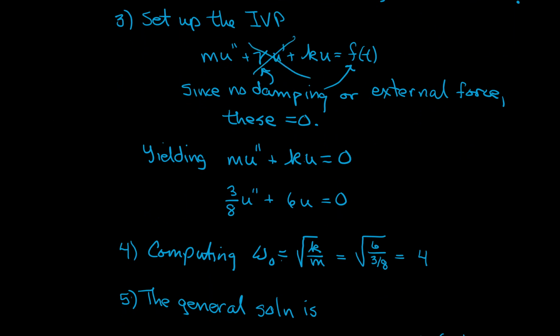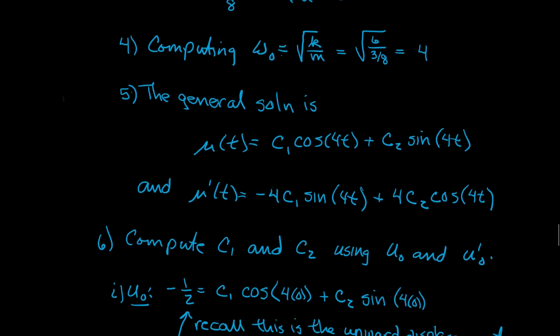The next thing we're going to do is set up our initial value problem. Since there is no damping, this term is gone. Since there are no external forces, the right-hand side is 0. Okay, so this can be rewritten as this equation right here: m times u double prime plus ku equals 0. We know that m is 3/8. We just computed that. And k is 6. So we have our two coefficients, like that and like that.